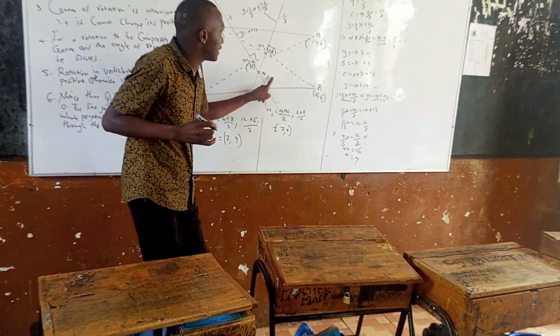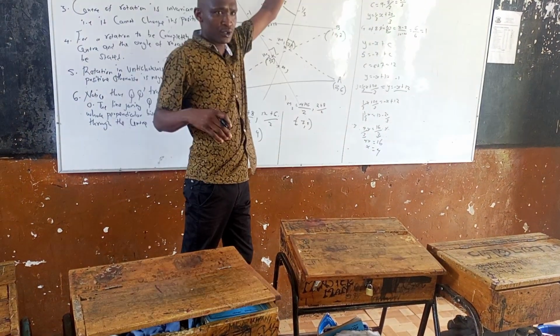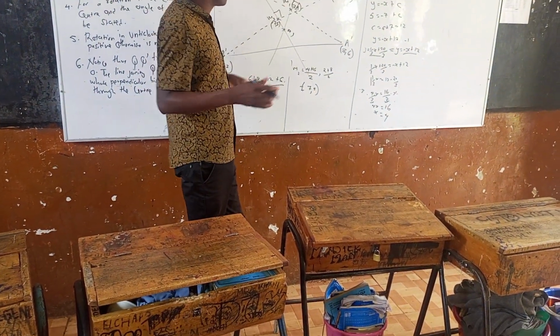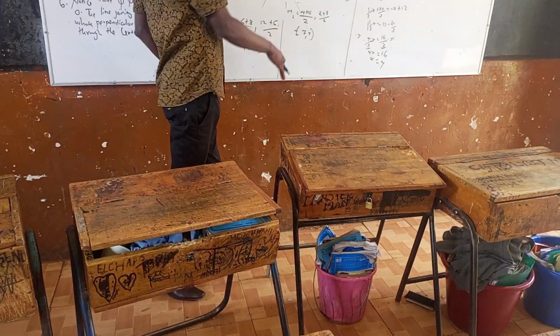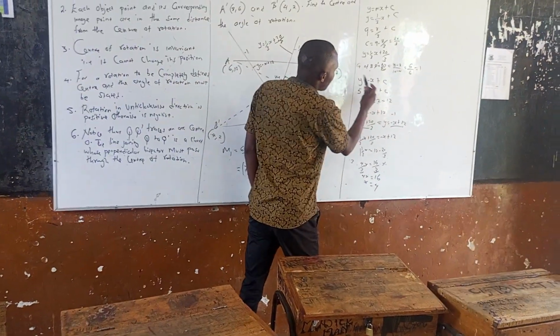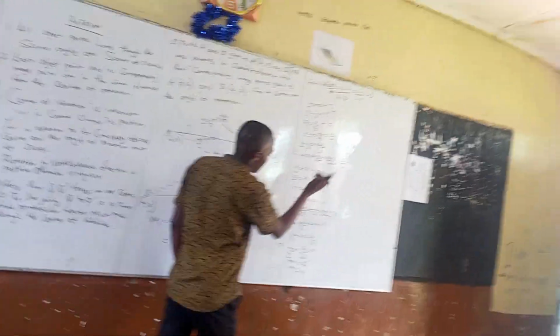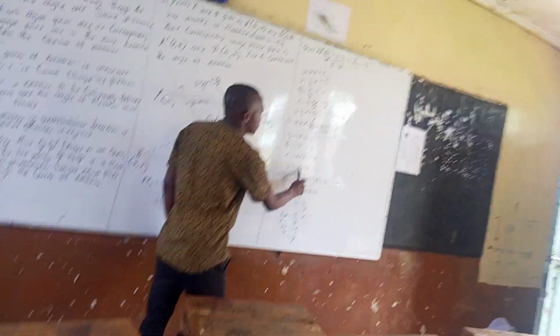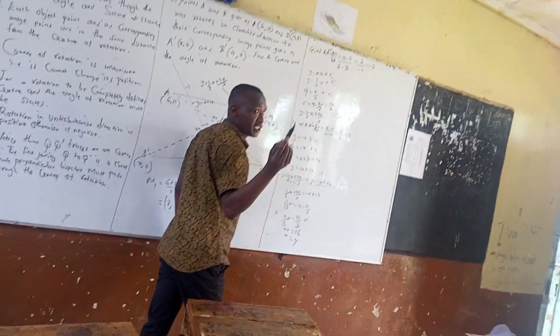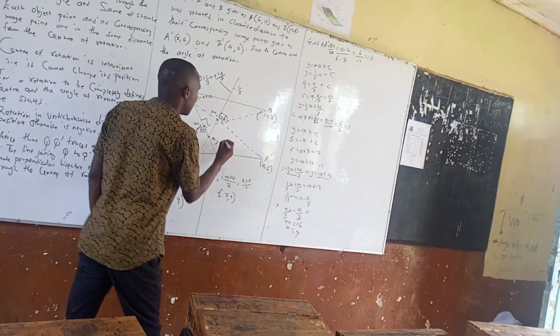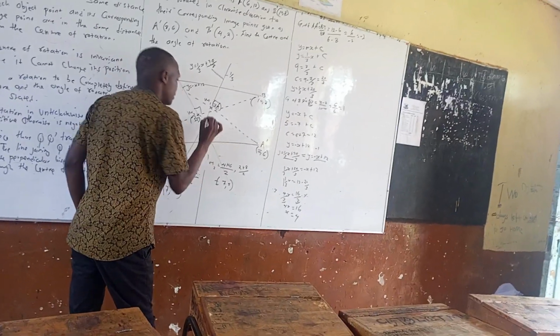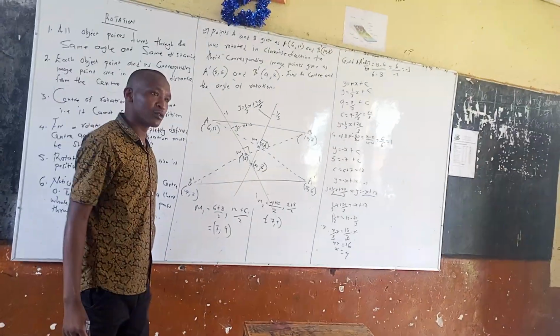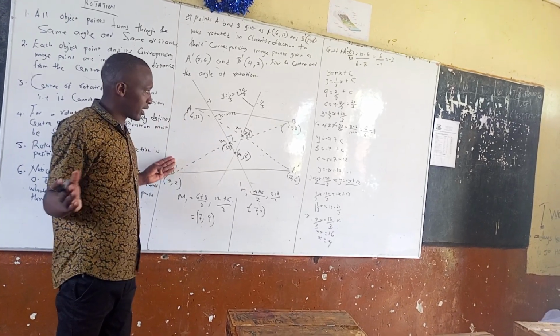For us to get the y coordinate, I will replace this x in either of the two equations. Either replace in this one or the other. So I can replace right here. y is equal to negative 4 plus 12. I think y is 8. So the coordinates of the center is 4, 8. That is the center of rotation. It is actually 4, 8.